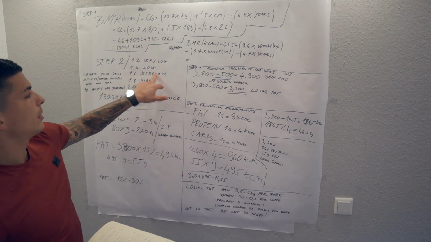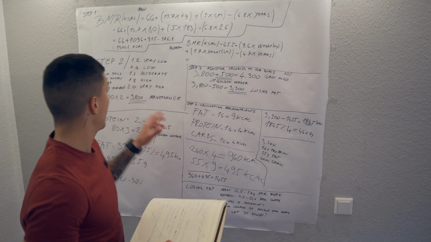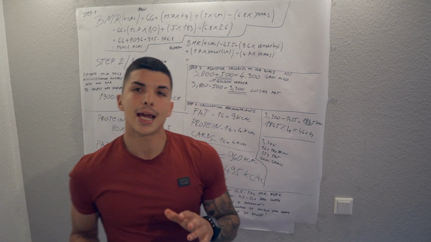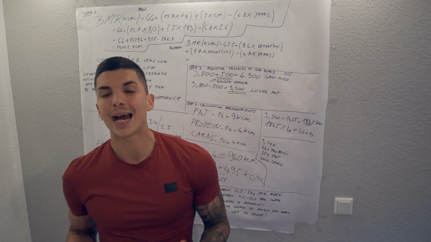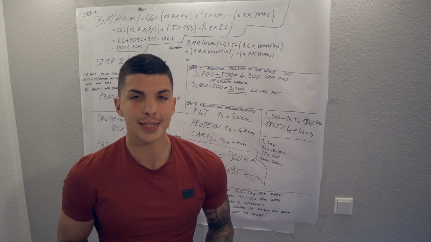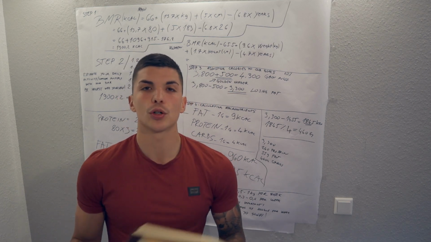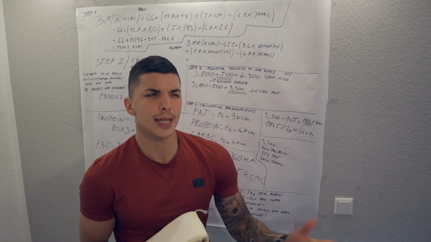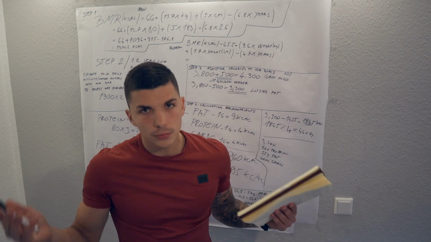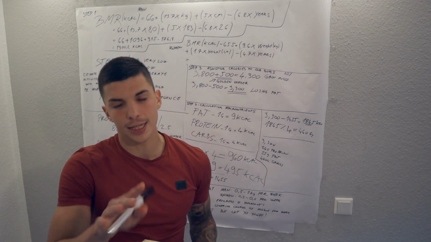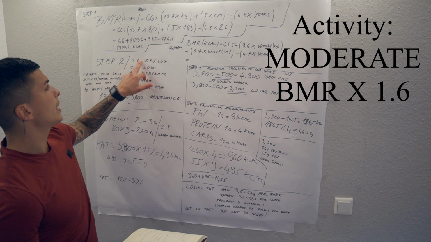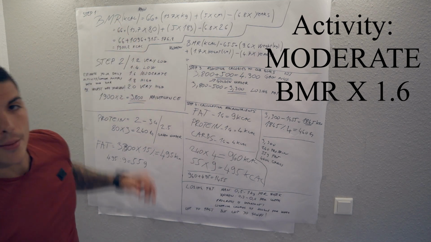So now we get to the moderate activity, and that's 1.6. I'm going to say that this is the most common for all of you guys out there, because it's a non-physical job, but you train 2 or 3 times per week. So that's, I think, mostly for all of you guys out there. I don't say that it's exactly like that, but it's approximately like that. So it's moderate, and you simply again multiply that number with the BMR.